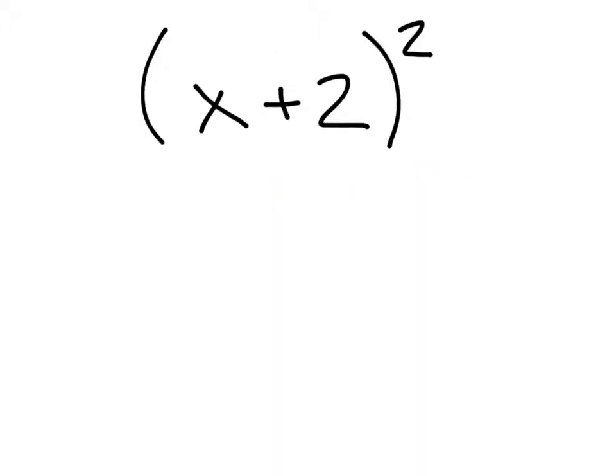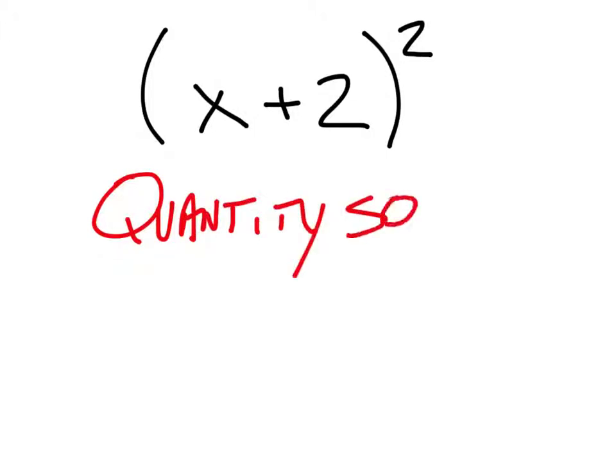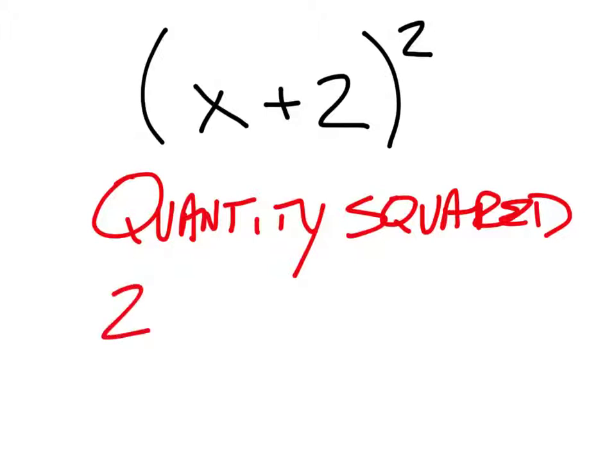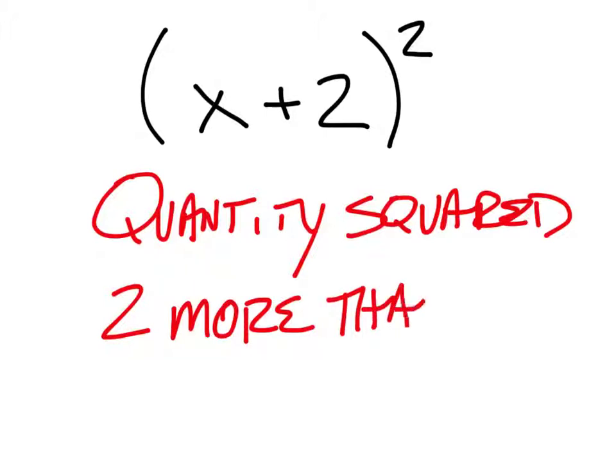How would I write this? Yes. So the quantity squared of 2 more than a number. Okay. And you could also say the quantity squared of the sum of a number and 2. That would also be fine.